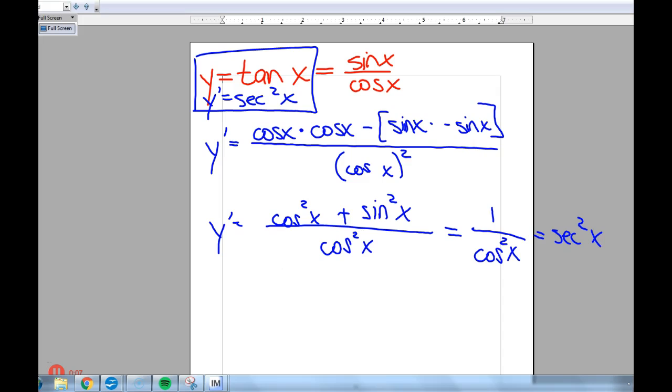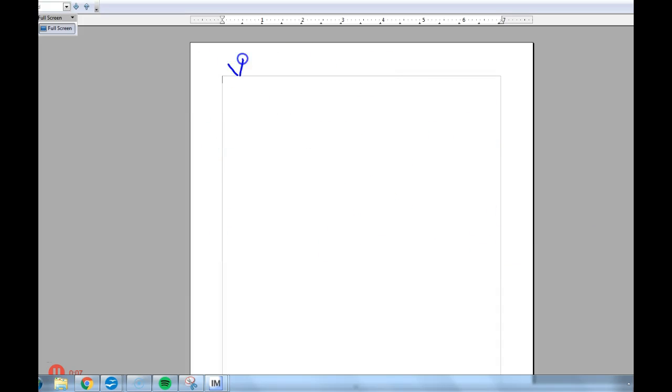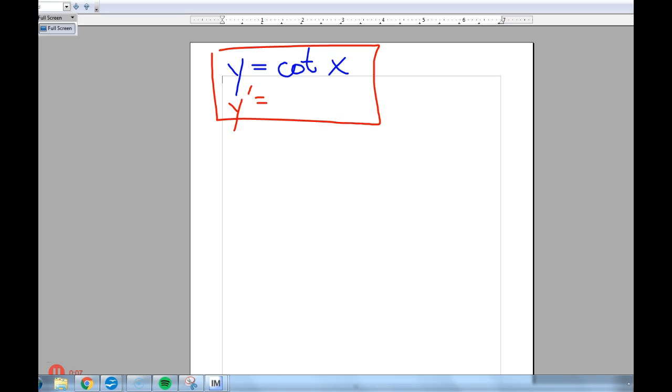Because I'm going to have you find the derivative of cotangent. Same process. What's cotangent? Cosine over sine. Do the same thing. Wouldn't that be just the same? I don't know, find out. So if I have cotangent, I want to know what the derivative is. Cosine over sine, right? Go through that same process and see if you can tell me the derivative of that.